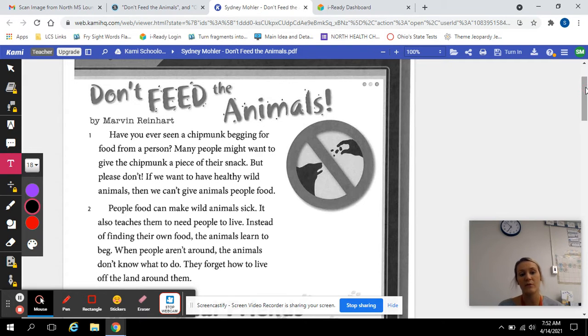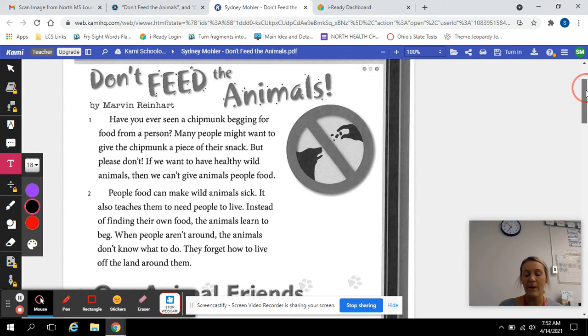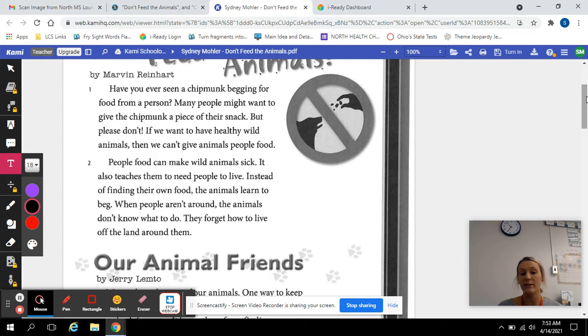So, Don't Feed the Animals. Have you ever seen a chipmunk begging for food from a person? Many people might want to give the chipmunk a piece of their snack, but please don't. If we want to have healthy wild animals, then we can't give animals people food. People food can make wild animals sick. It also teaches them to need people to live. Instead of finding their own food, the animals learn to beg. When people aren't around, the animals don't know what to do. They forget how to live off the land around them.